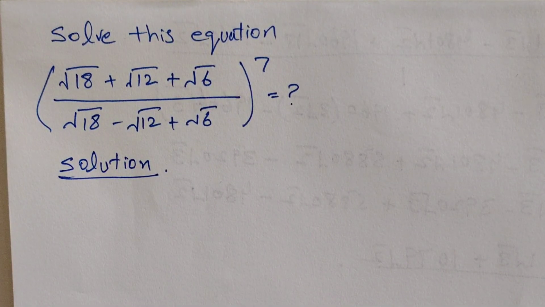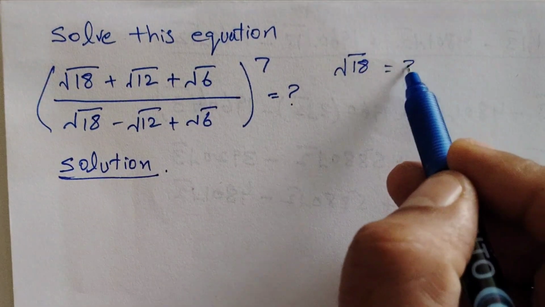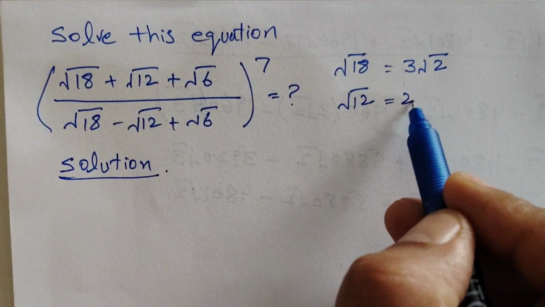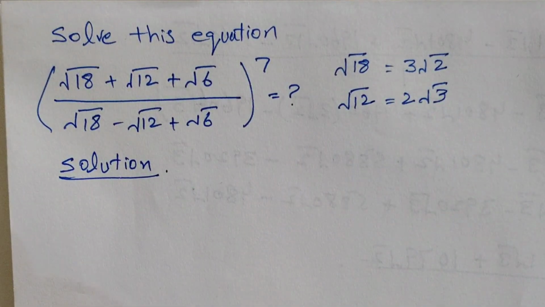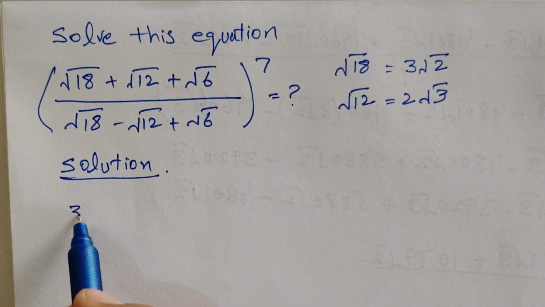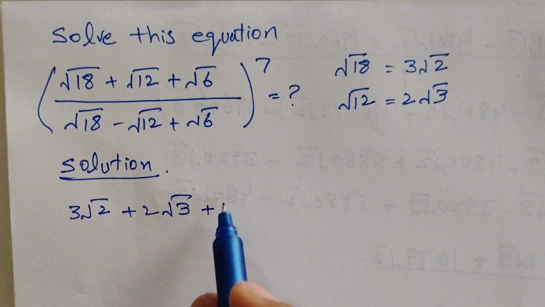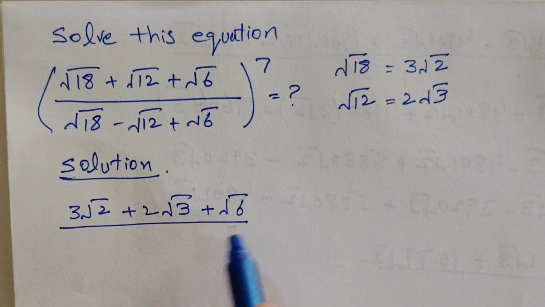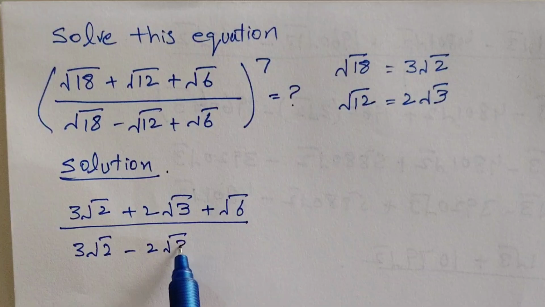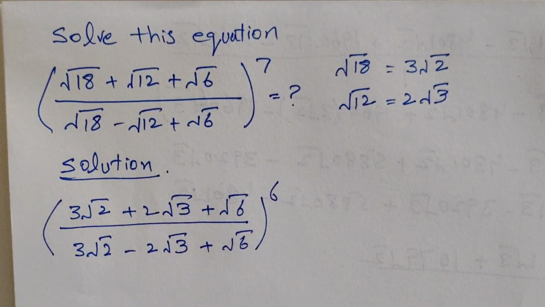as we know, if we simplify square root of 18, it should be 3 square root of 2, and square root of 12 is equal to 2 square root of 3. Now we add these values in this equation. Instead of 18 we write 3 square root of 2 plus 2 square root of 3 plus 6 divided by 3 square root of 2 minus 2 square root of 3 plus 6, whole power 7.